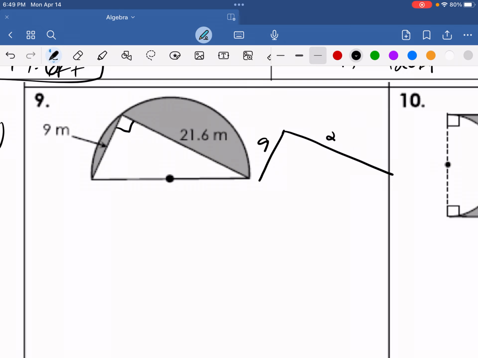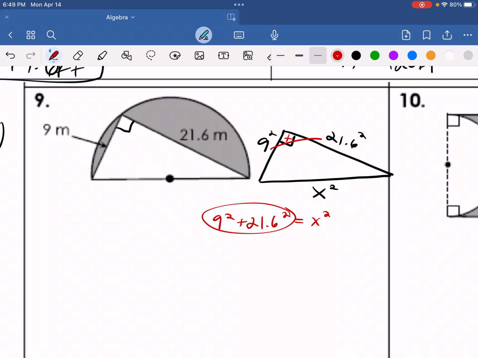It says 9, 21.6, and then it's blank. We're using it to find this side. So we square all of them. We add where the 90 is, so that means you're adding 9 and 21.6. Okay, put this in the calculator with the plus sign in the middle. 9 squared plus 21.6 squared, and it equals 547.56, and then take the square root.